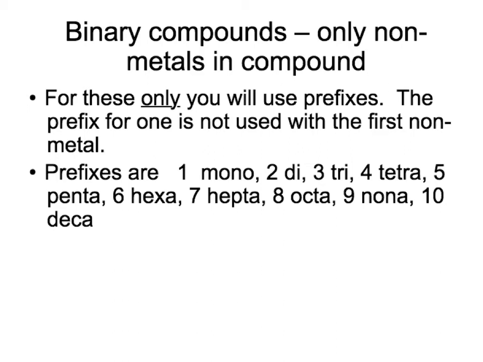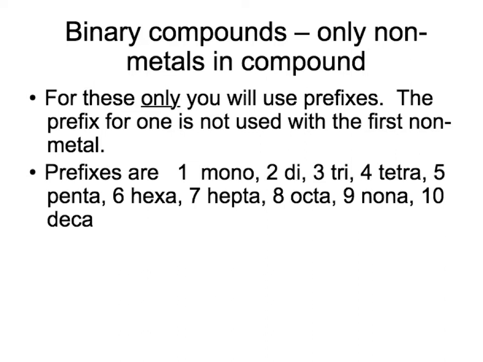Okay, the other type of naming we're going to look at are two nonmetals. So we've looked at a metal and a nonmetal. We've looked at a metal and some polyatomic ions that also have negative charges, so they're ionic. These actually are different things. They're called covalents, which we'll explore later. But how we name them when we have two nonmetals is that we're only going to use prefixes.